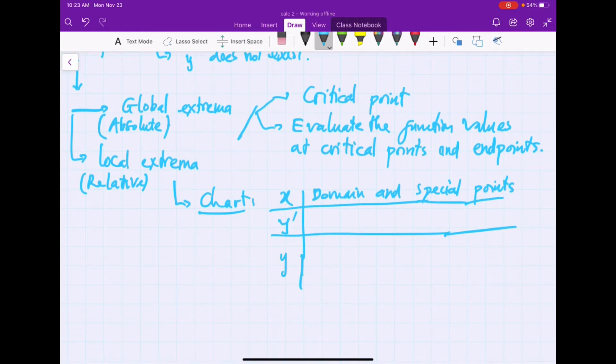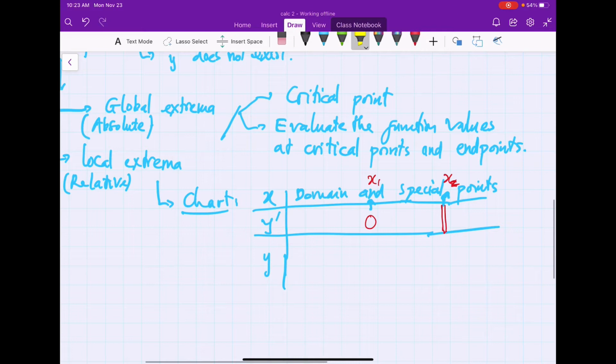So, suppose that you have two special points in here, critical points, let's say x1 and x2. Let me write x1 in here and x2 in here. If x1 and x2 are critical points, then the first derivative will be 0, or maybe it does not exist, so we write like this. So in this case, you have three intervals. You have to determine the sign, plus or minus, in here.